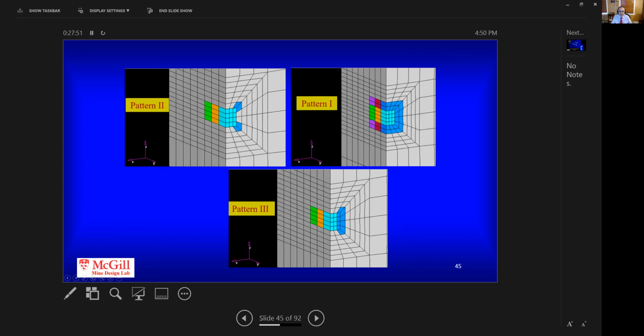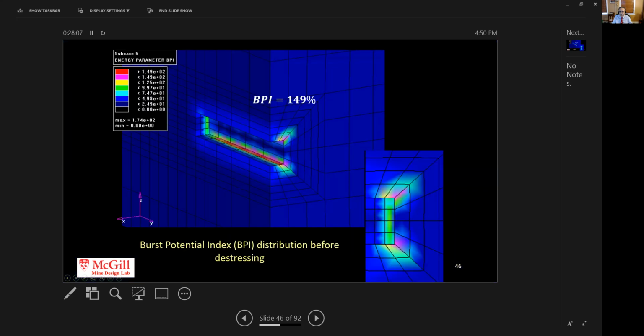And with the conservative model that we presented earlier and the 3D modeling, we were able to model the drift development, the advance, and distressing as we go along for the 3 patterns. Before we do any distress modeling, we did an evaluation of the state of stress and energy, and it was clear that the drift condition is burst prone and requires distressing. So it's 149%.